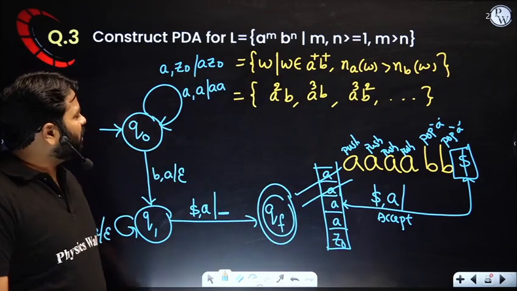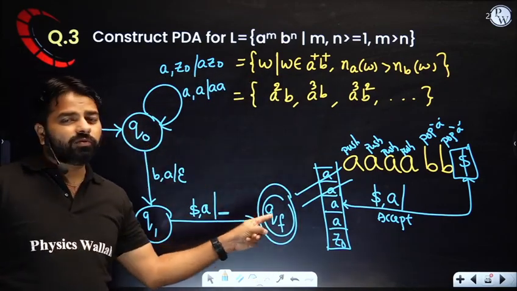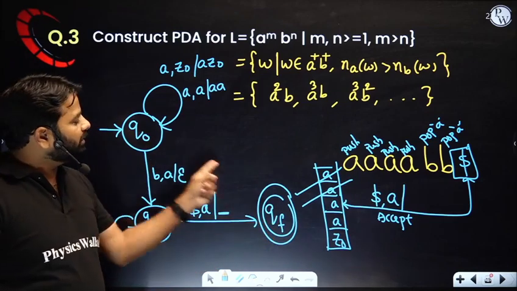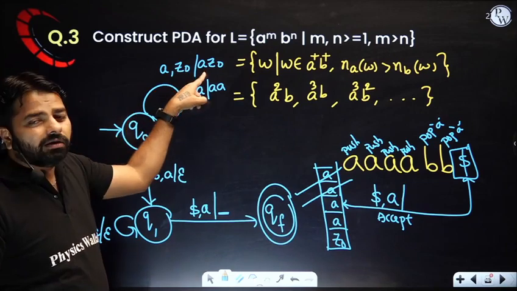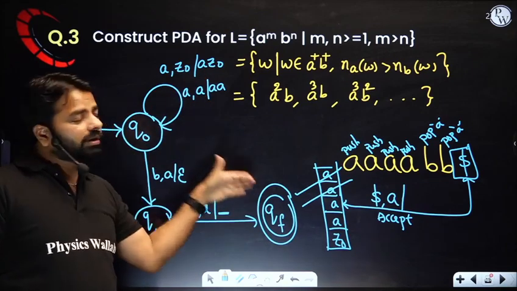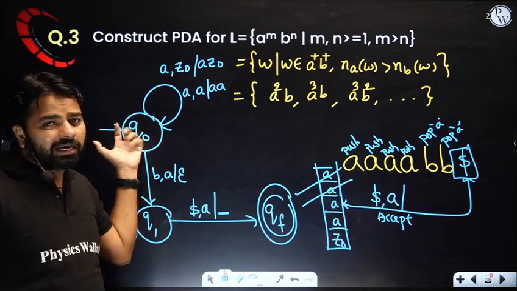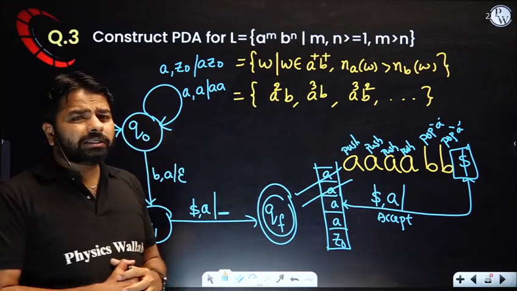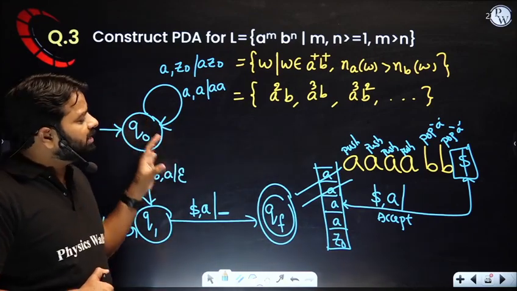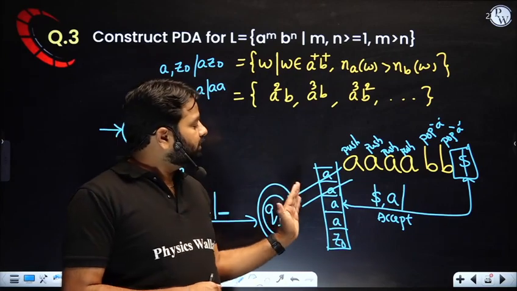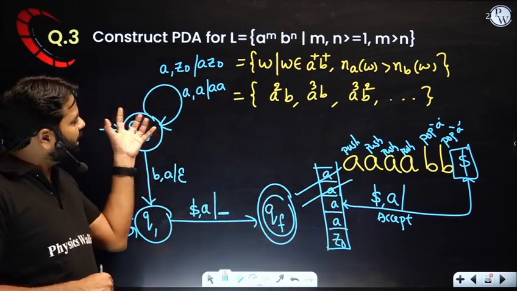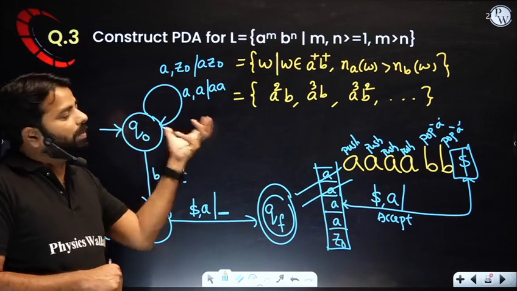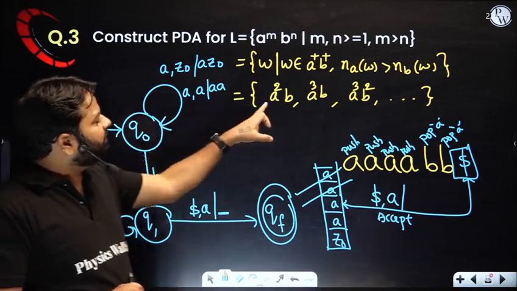Invalid strings. Epsilon, is it accepted? Q naught to QF, we don't have a path. Dollar comma Z naught, we don't have. Single A, is it accepted? Single A, you push it. But dollar comma A, you don't have a transition from here. So single A, you don't accept. Can you accept single B? Let's try. If B comes directly, then B comma Z naught should be the combination. There is no B comma Z naught transition from Q naught. That means no path.